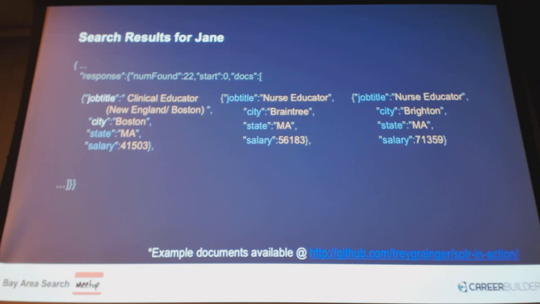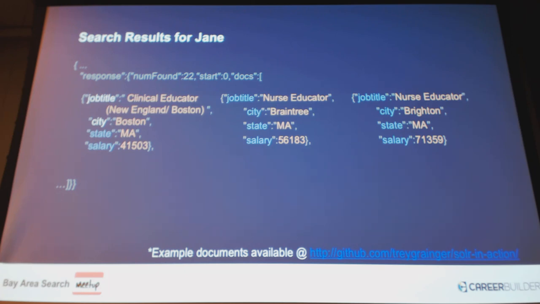I don't know where Braintree is, but it's in Massachusetts. Is it close to Boston? I don't know. There you go, it's close to Boston. It's making $56,000, which is still in her range. And then the last one is a nurse educator in Brighton, making over $60,000. She's probably okay with that, but she probably also won't get that job.